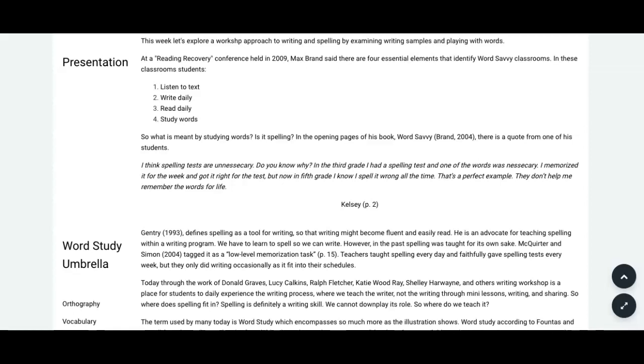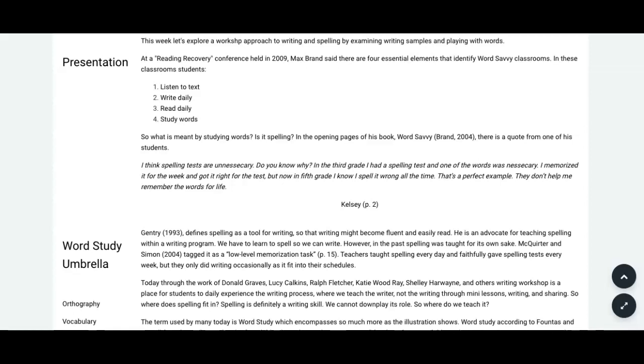Wow. That's a mouthful of important information. The question is, how does it transfer to instruction? What does it mean for teaching writing and spelling?